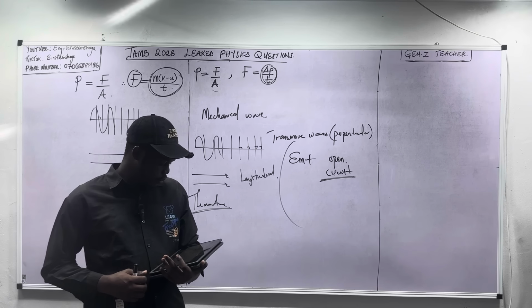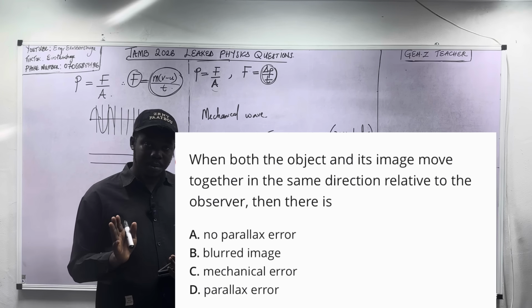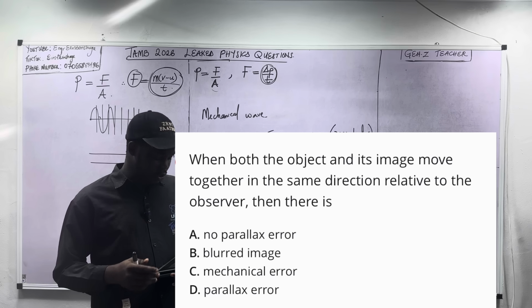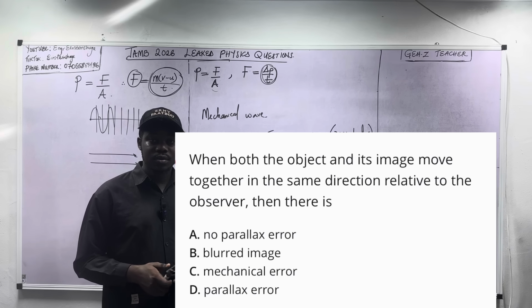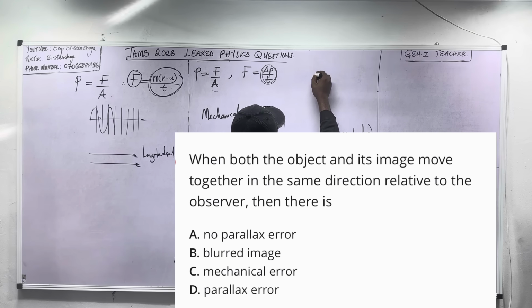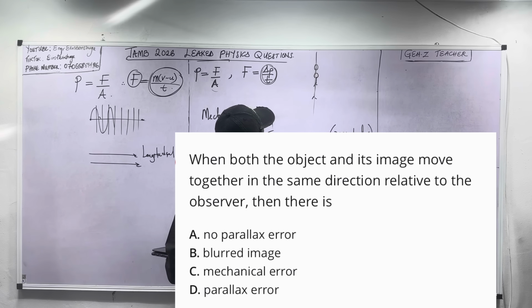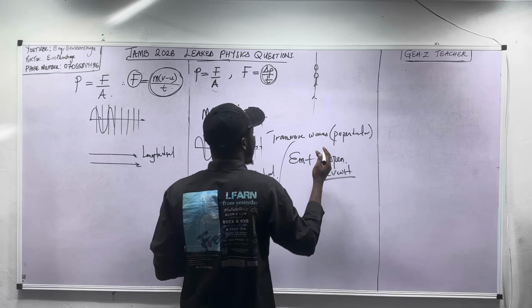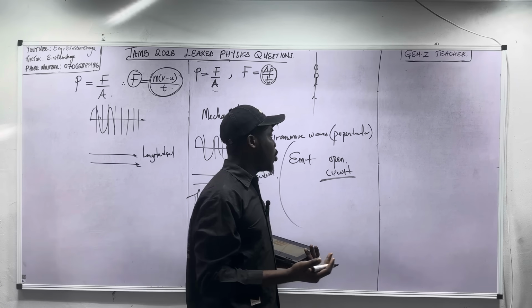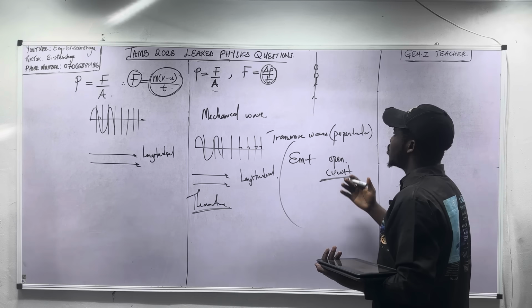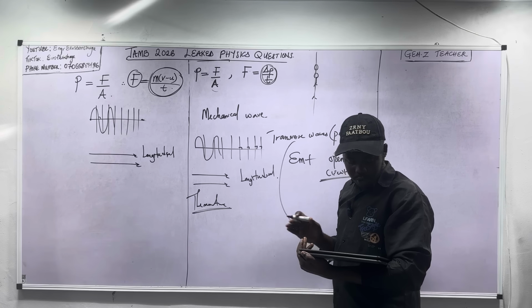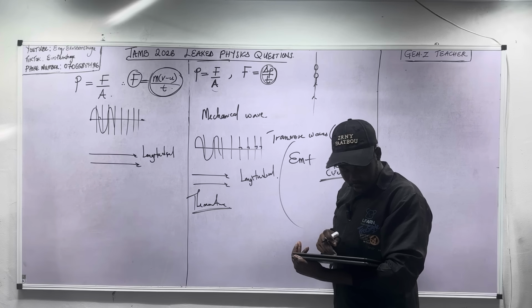Okay, question number 10. When both the object and its image move together in the same direction relative to the observer, then there is, now see what's happening here, both the image and the object, they are moving at the same time together. So when an observer is looking at these two images, you're going to see them in the same line, so because they're always in the same line, there's no error due to parallax. So whether you look from this angle or from this angle, you're going to see them at the same line. So the answer should be option A, no parallax error. Okay, that's for number 10.